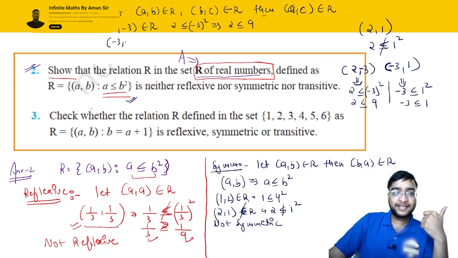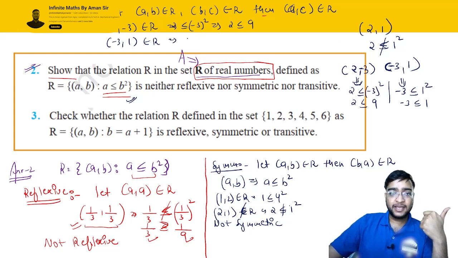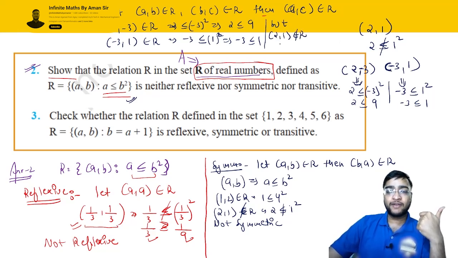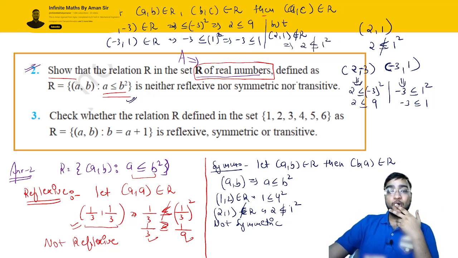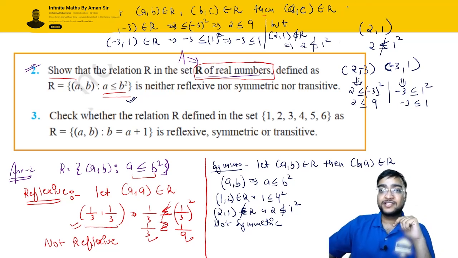Okay, if I take minus 3, 1, then you can say it is also in the relation, because minus 3 is less than 1 squared, and this is true. But I can say (2, 1) is not in my relation here, because 2 does not hold this condition. Okay sir, so is this transitive? You can say this is not a transitive relation.